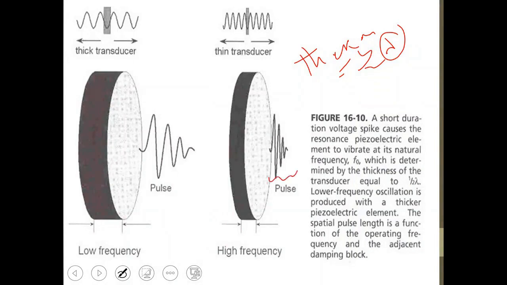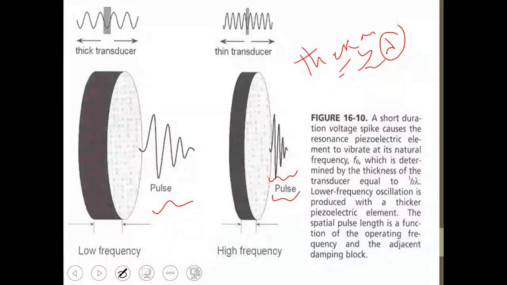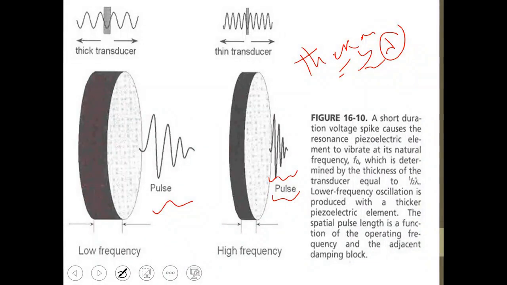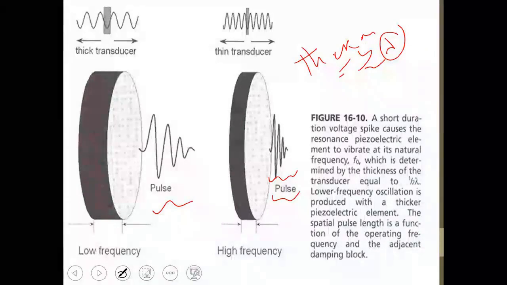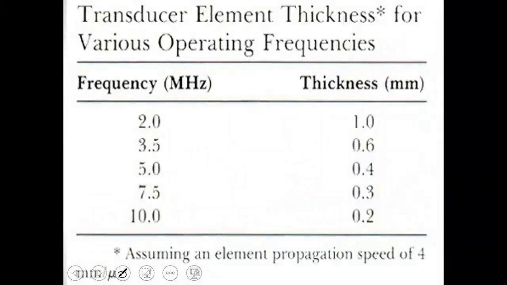Frequency is the number of cycles per second that will appear for the pulse. If you choose a thick transducer or thick crystal, the wavelength will be large, so the frequency will be low. Why is the idea that you must choose a crystal with a thickness equal to half of your wavelength important? You all need to understand this. Let me tell you the solution.